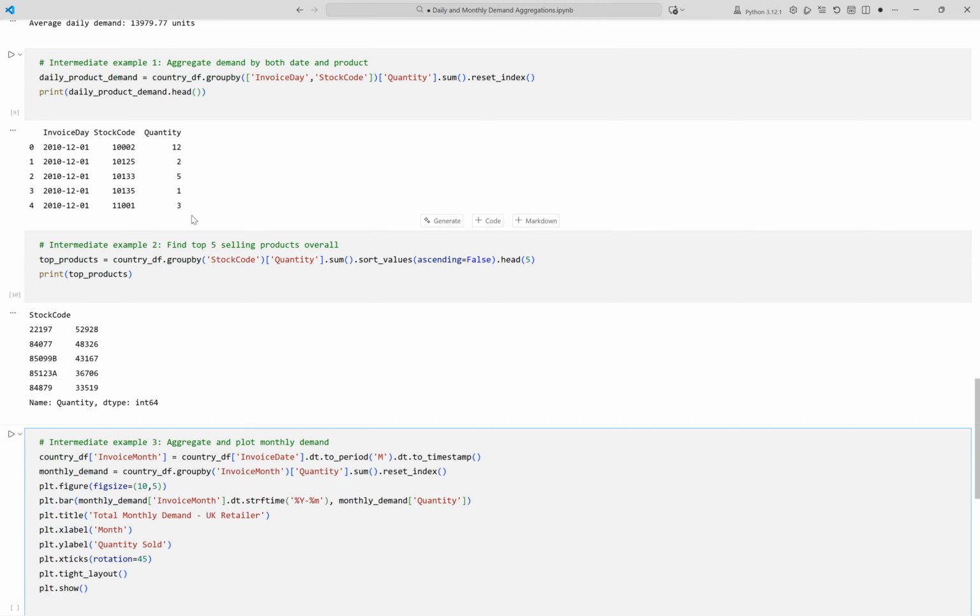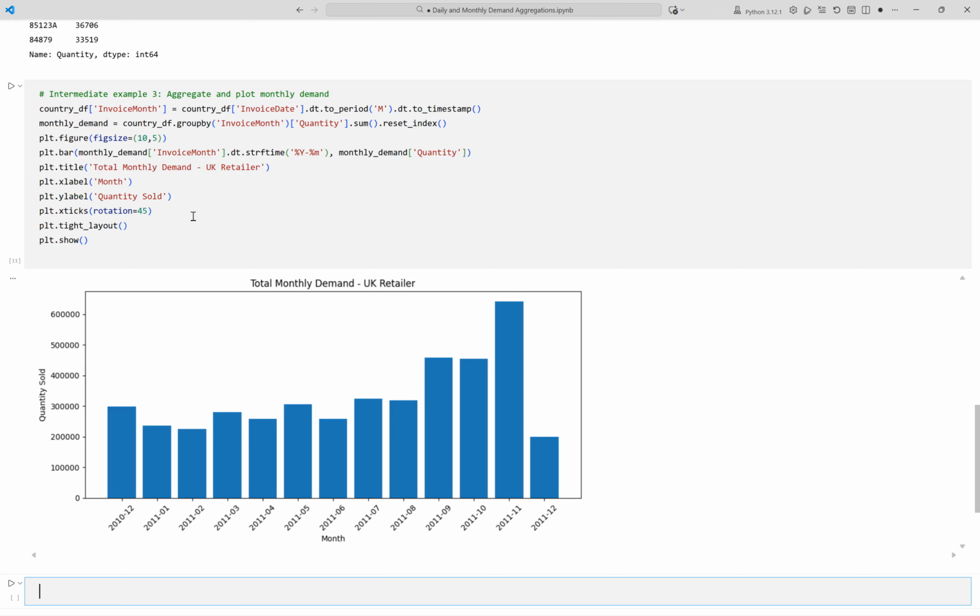Running the cell now. This bar chart displays the total quantity of products sold each month, aggregating daily sales into clear monthly demand trends. Notice the shape of the bars reveals peak and low demand periods, which helps in understanding seasonal patterns and planning inventory accordingly. This visualization demonstrates how summarizing demand data by time enables better decision-making in retail operations. Are there any seasonality patterns? This helps you plan for busy and slow periods.